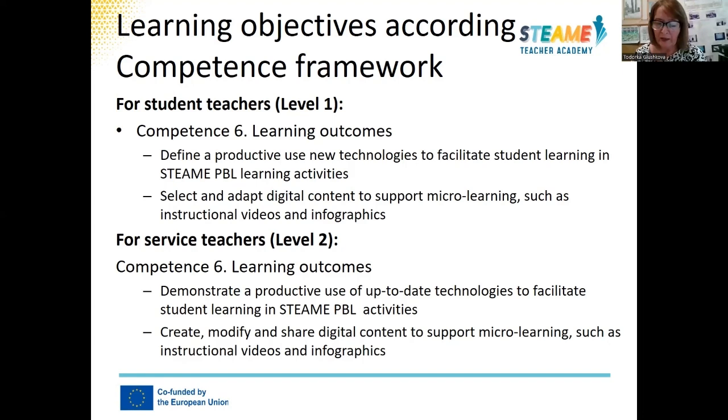These activities may include artificial intelligence, virtual and hybrid learning environments, micro learning, and so on. And the second outcome is to select and adapt digital content to support micro learning, such as instructional videos and infographics. For the in-service teachers in level 2, this competence has learning outcomes such as demonstrate a productive use of new technologies to facilitate students' learning in STEAM project-based learning activities. And the second is to create, modify, and share digital content to support micro-learning, such as instructional videos and infographics.